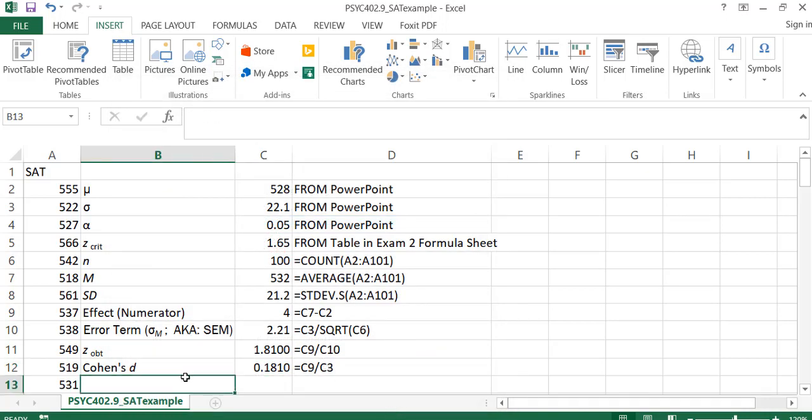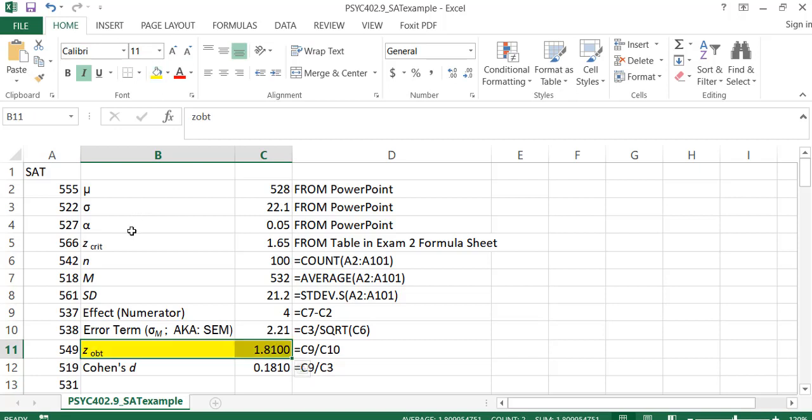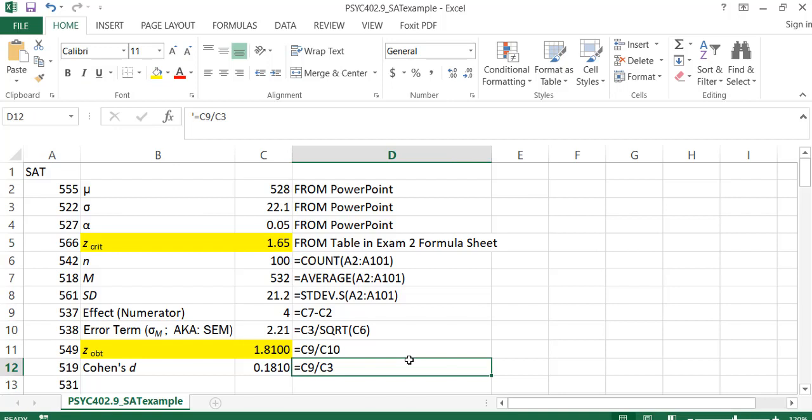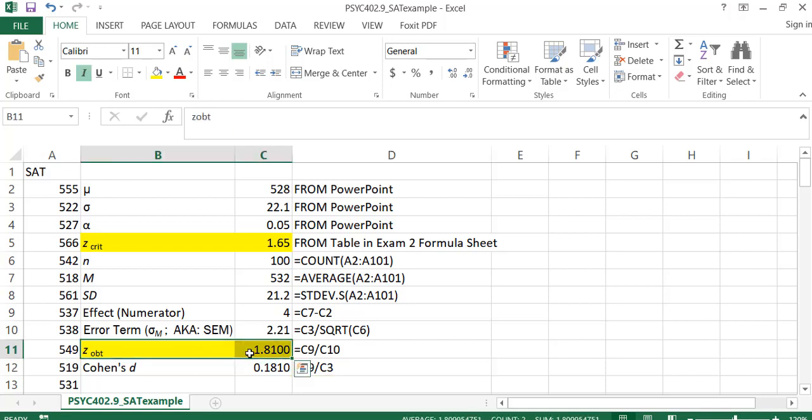Now, the last part of this is making the decision. And really to make the decision, we're going to look at Z obtained relative to Z critical. It can be helpful to actually visually draw out the distribution, create your cutoff, and then put the point on that distribution to say, where did this Z obtained fall relative to Z critical, the same way that you saw in the PowerPoint itself. But we can see from this that our Z obtained is greater than, rarer than our Z critical.